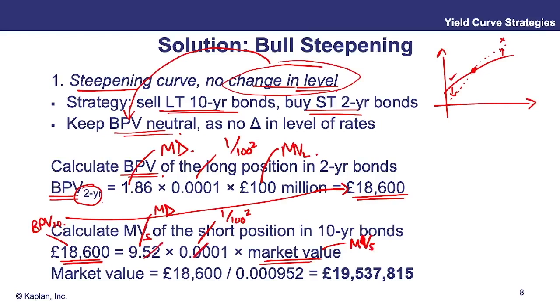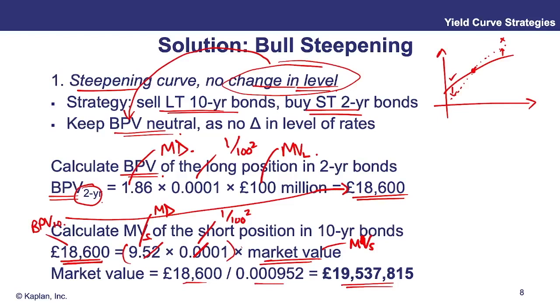This will disappear, and your market value turns out to be 18,600 divided by 0.000952. That's 9.52 times a basis point. Okay, that comes out at 19,537,815. Sanity check. You take a step back and think, does that make sense?